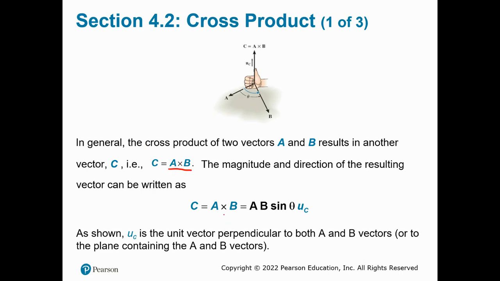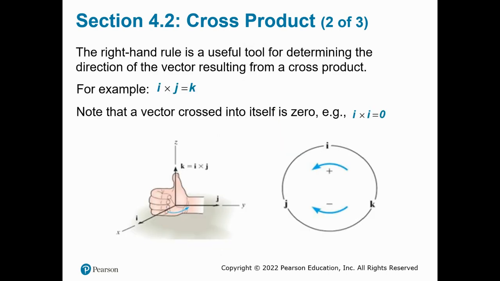The magnitude and direction of the resultant vector can be written as A cross B, which will be AB sine theta UC, where UC is a unit vector perpendicular to the A and B vectors, or to the plane that is containing vector A and vector B. Using the right-hand rule is very useful to determine the direction of that vector resulting from a cross product. For example, i cross j will equal k, looking at this diagram.